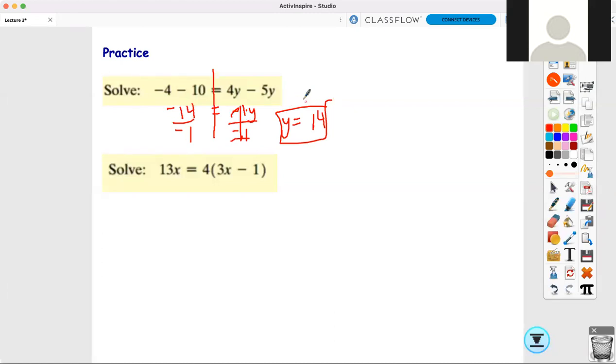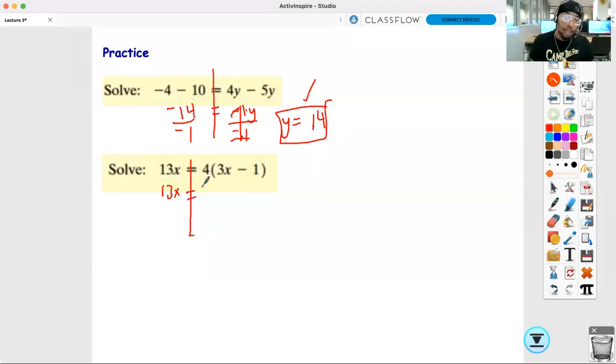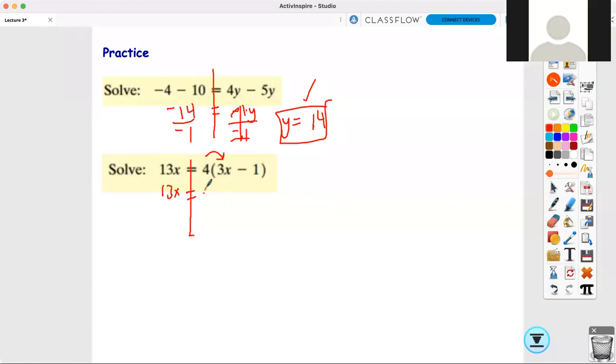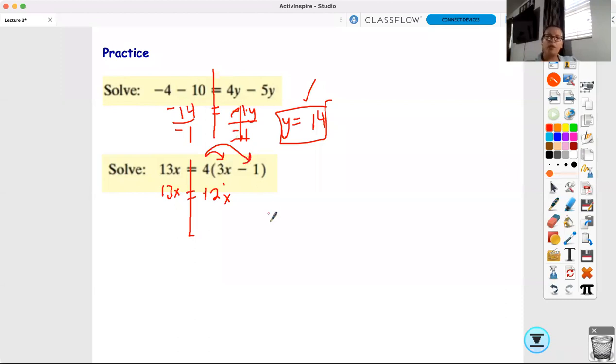Good job, Ariel. Good job, Vicky. Now look at the second one. What do we do to the second one? What's the first step we have to do? Well, 13x is by itself, right? So what property are we going to apply on the right side? Multiply the 4 and the 3. Which is what? 12x. And then is that all we multiply it with, or what else do we do? Multiply the 4 and the 1. Which is what? Negative 4.